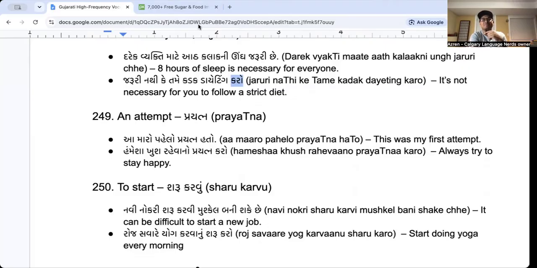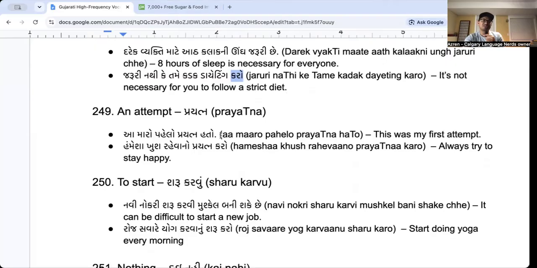Always try to stay happy. So it's hamesha is always. Khush is happy. Rahevano prayatna is like the attempt of staying. Karo is do. So like it's always do the attempt of staying happy. Bit of how you'd say that in English.